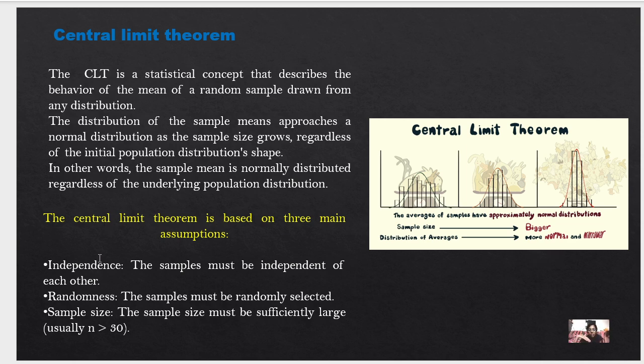The CLT is based on three main assumptions. One is independence, meaning the data points in the CLT are independent. Randomness, so it shouldn't be the same. There should be randomness, there should be entropy among the data sets. Next is sample size. It should be sufficiently large, meaning usually the n value, or the sample size, is always greater than 30.